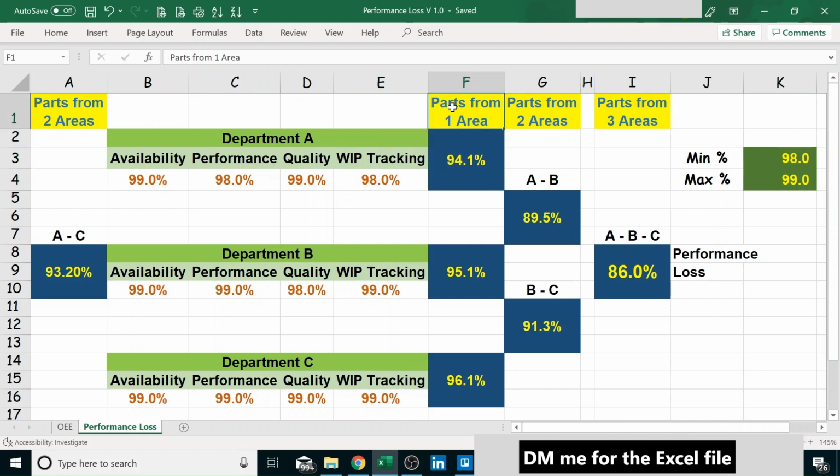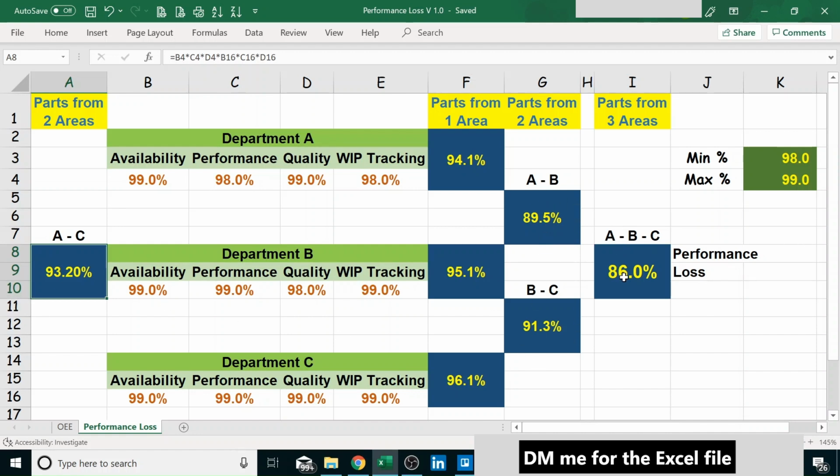If that part or that product goes only through this department, through this area, that would be our number, not a bad number. But what happens if it goes through A and B? We get this number. Or through B and C, department B and C, we get this number when we multiply these two. Or A and C, we get this number. So that's when it goes through two departments. So the number goes low, right? Goes below 94%, goes all the way to 89, 91, 93, so it's getting lower.